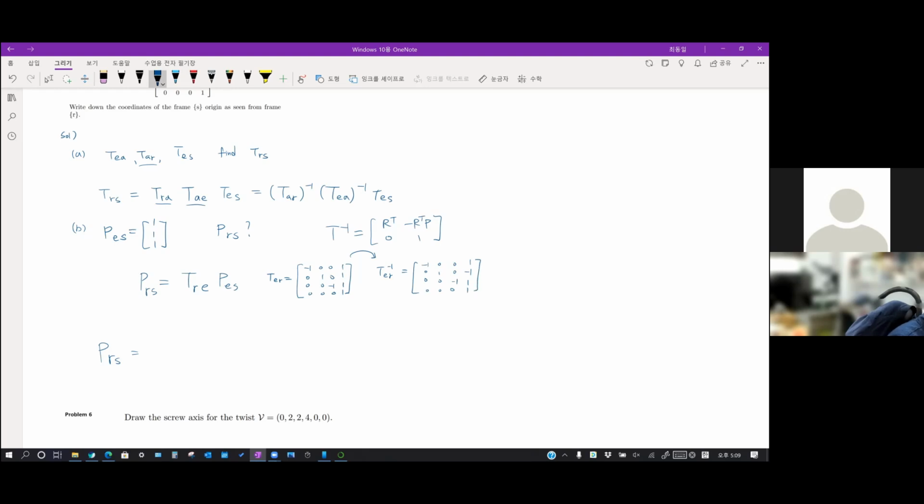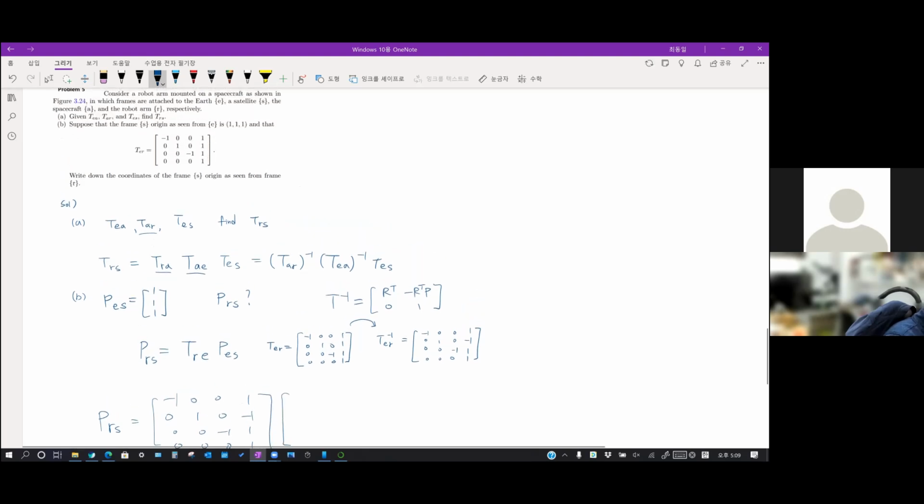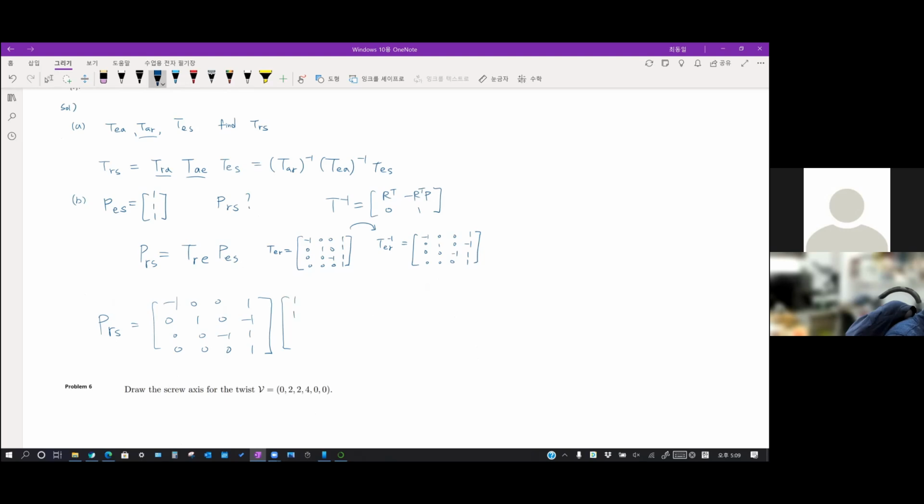We calculated this, and finally we can calculate minus 1, 0, 0, 0, 1, 0, 1, 0, minus 1, 0, multiplying T, yes, 1, 1, 1, and dummy 1. As a result, this one is 0, 0, 0, 1. So the position vector PRS is 0, 0, 0.